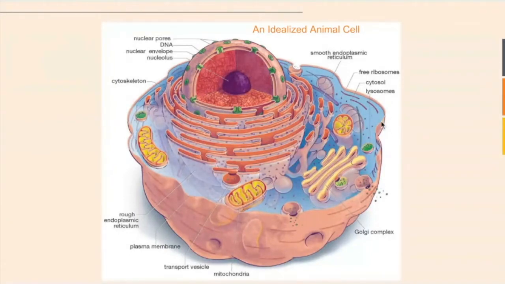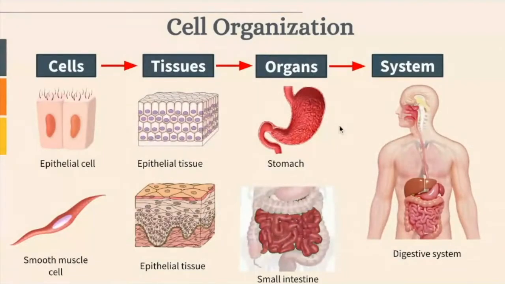I believe all of you already have an overview of what the animal cell looks like. Okay, a very rigid structure with different types of organelles compartmentalized in it. So, cell organization: the same cells, when they accumulate together, will develop the epithelial tissue. The epithelial tissue will produce an organ, for example, the stomach, and then the stomach also develops our digestive system.